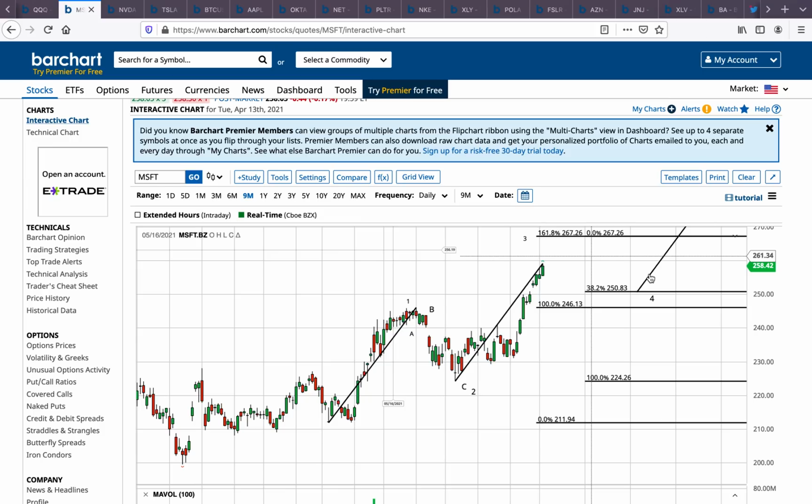Okay, so don't call the top. Don't call the top yet. We still have a lot of wave fives that we have to play out. We can't be making fun of the bears, but we can know in our minds Microsoft is in the 280s. QQQ is in the 350s.